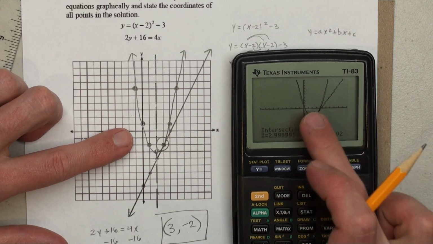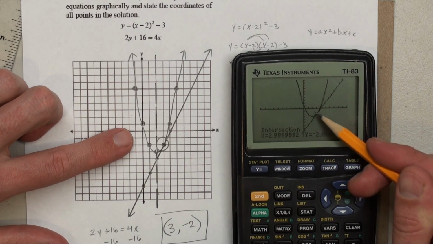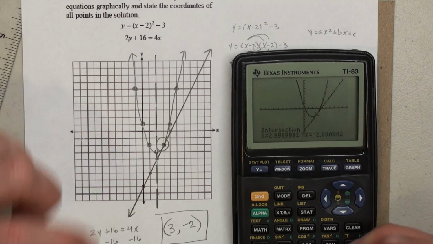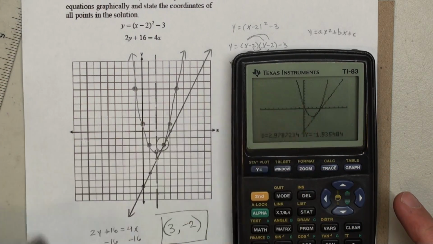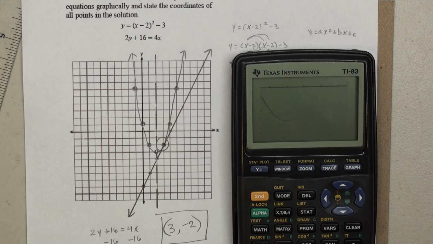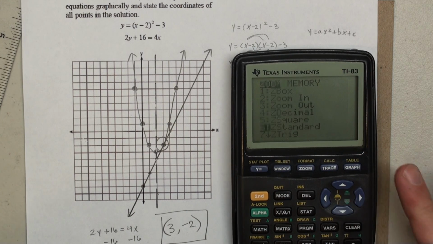I'm just going to zoom in to make sure it only touches once, because sometimes it may touch twice, and on the calculator you really can't tell. So I'll zoom in right where the blinking cursor is, which is right near that point. And now I'll get a much clearer view of what's happening. See? It's just touching it at one point. Okay? Now I'll go back to zoom standard.